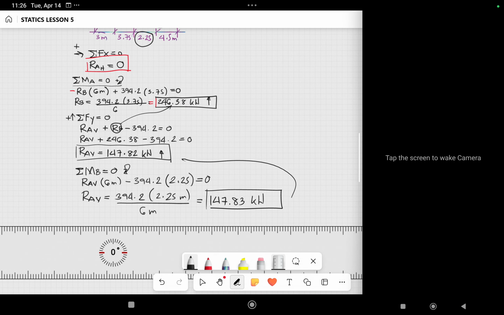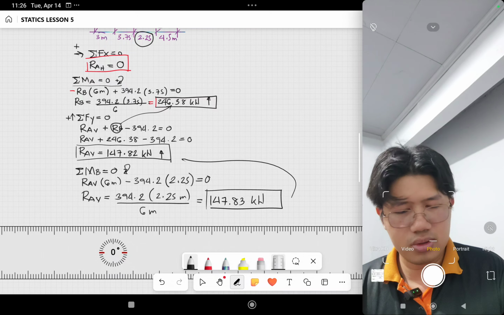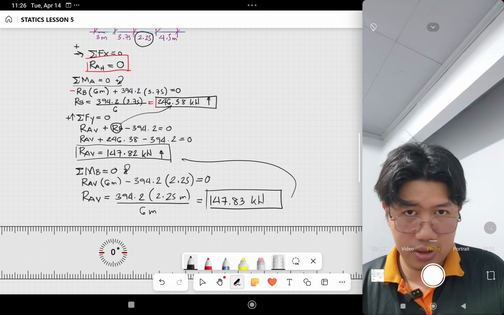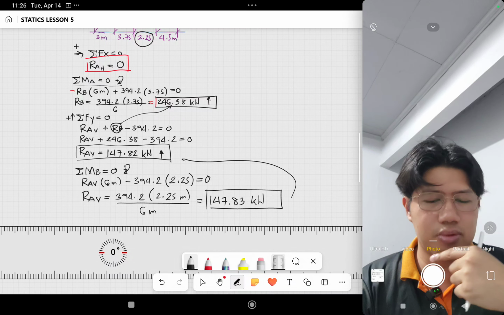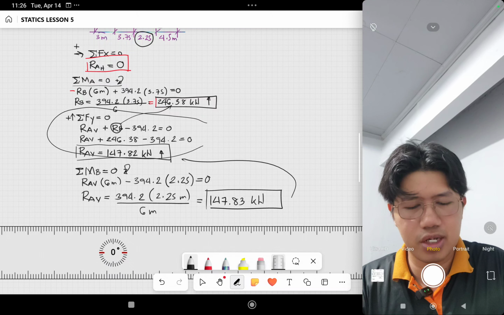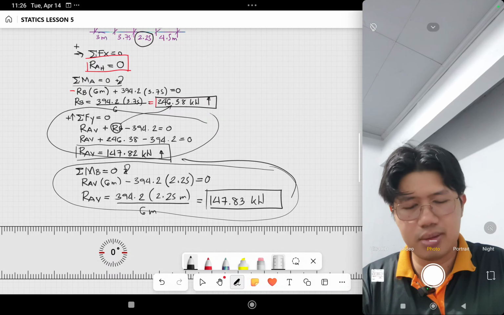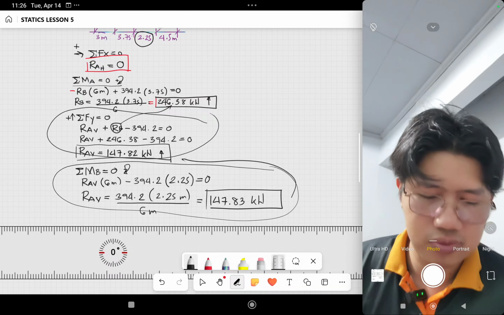Since 0.01 lang naman natin. So you have two kinds of solution to get the last unknown. Either you use the simplest one, which is summation Fy, or summation moment at B. Okay, so those are the alternative solutions.